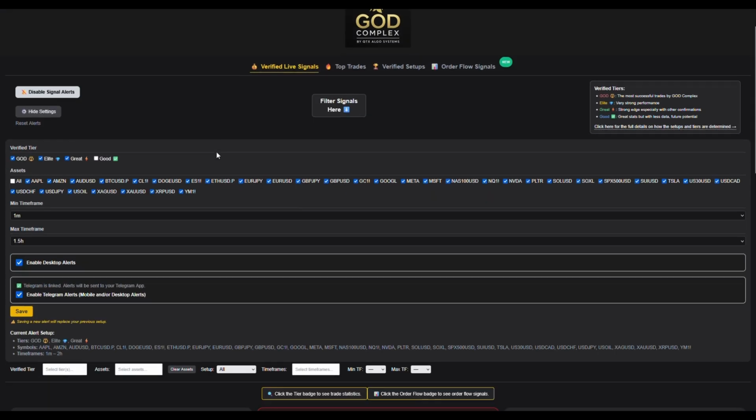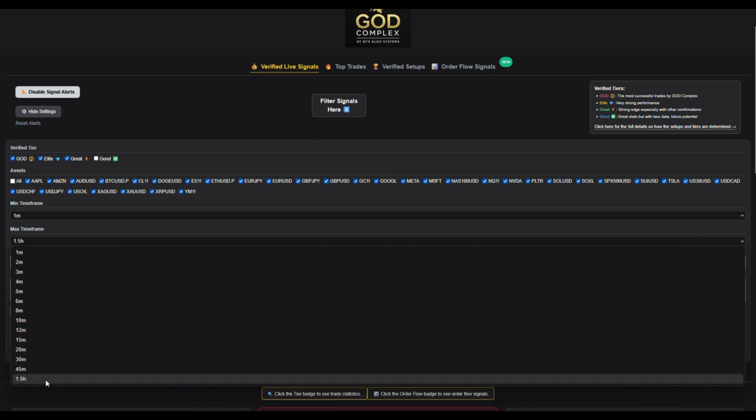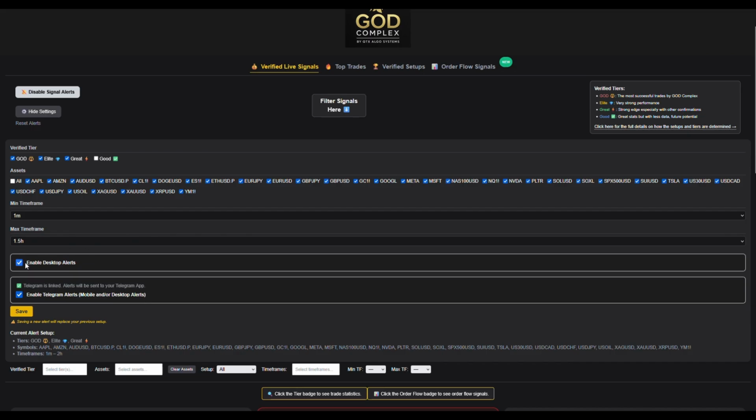Then in the settings, you can pick the tier that you want alerted for, all the assets, and the time frame. You can enable desktop alerts and Telegram. Telegram's good because it can be sent to the phone, but it does only work if you have the dashboard open on your computer. There'll be instructions on how to set the Telegram alert if you haven't set it already. If you don't know how to do that or you can't figure it out, you can always contact me.